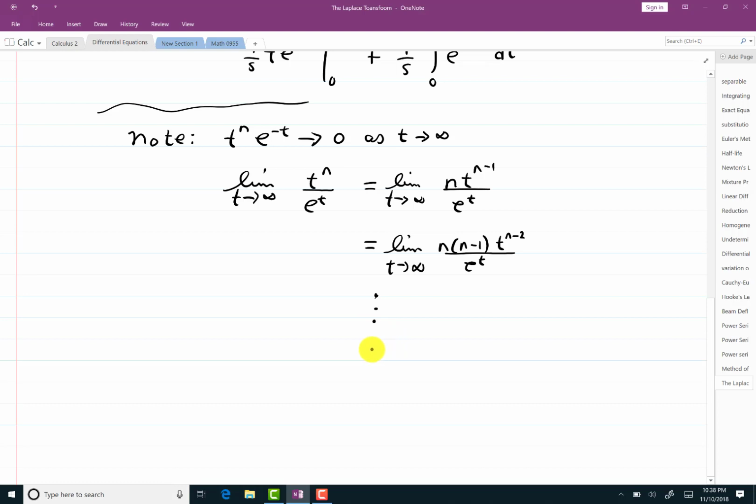And eventually, you're going to end up with the limit as t goes to infinity. And once you've differentiated this n minus 2 more times, the numerator will be n factorial, and the denominator will just remain e to the t times t to the 0 if you should so want. But no matter what, this is just a number on the top, and the bottom is going to infinity. So this is equal to 0.